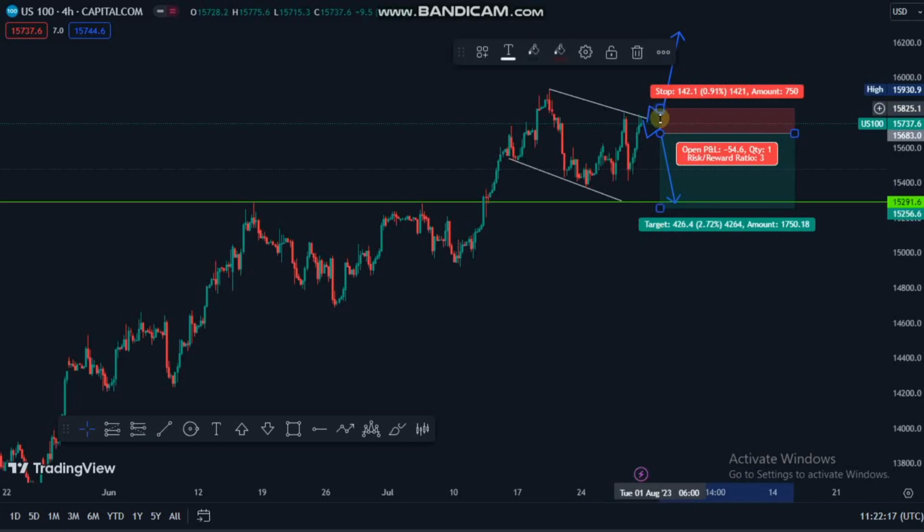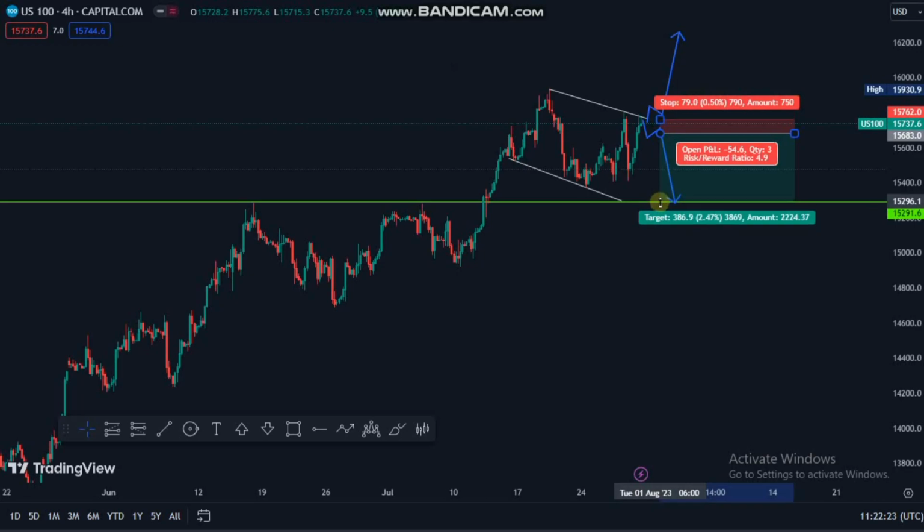Actually this is too big, guys. Look, I'll place it over here, and then this I'll place it right here. A nice 1.5 risk to reward ratio. So yeah, 1:5 risk to reward ratio. That's amazing, it's not bad.